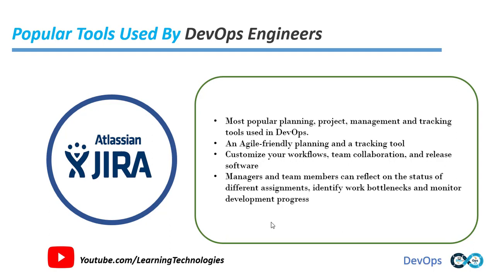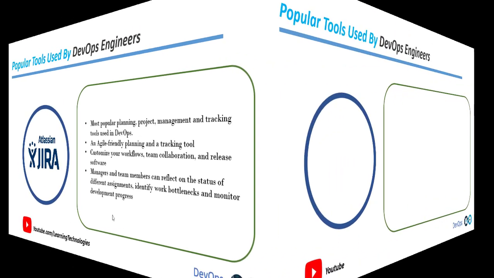Jira software integrates with complex enterprise platforms and is well suited for planning DevOps workflows that require continuous feedback loops, collaboration with multiple project teams, and open communication. By using Jira boards, managers and team members can reflect on the status of different assignments, identify workflow bottlenecks, and monitor development progress. Jira can be complemented by Confluence for optimized assignment management and analysis.